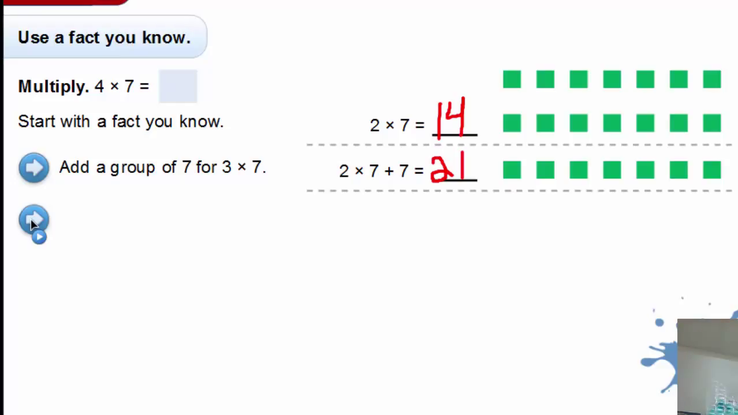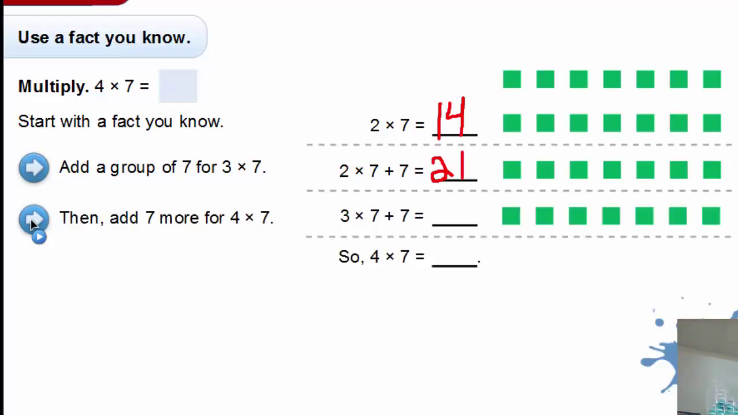One more step. We haven't gotten the final product yet. Then add 7 more for 4 times 7. So we have 3 times 7, which we said here is 21. We're going to add 7 more. So 21 plus 7 equals, that's right, 28. So 4 times 7 equals 28.